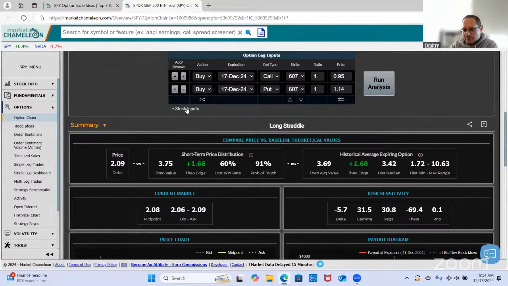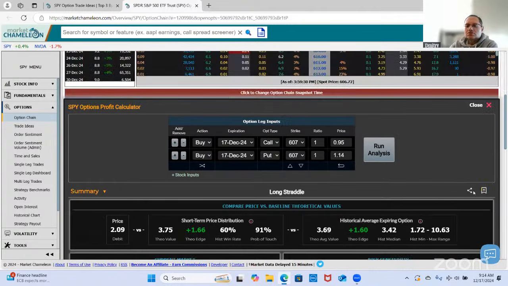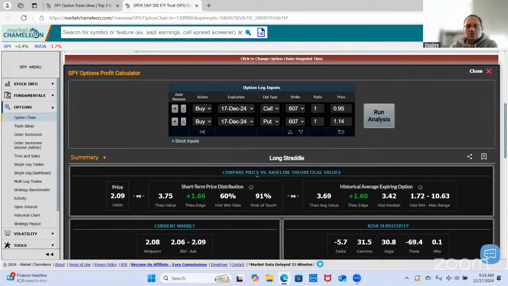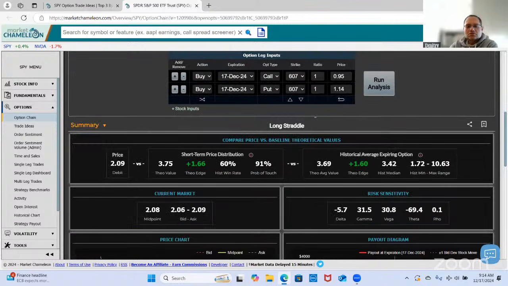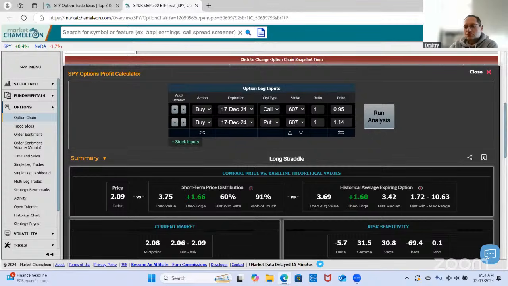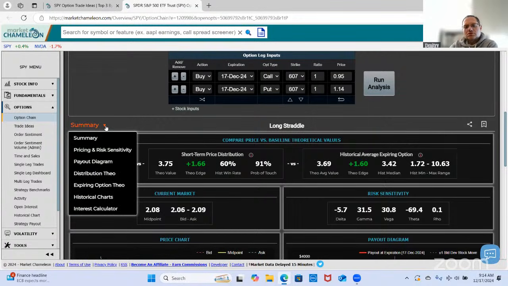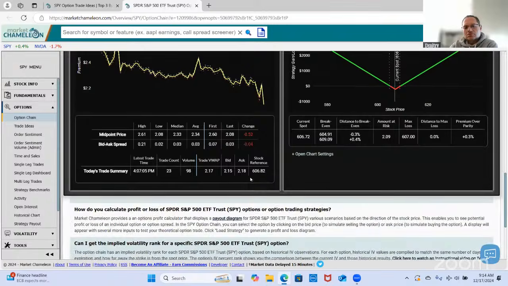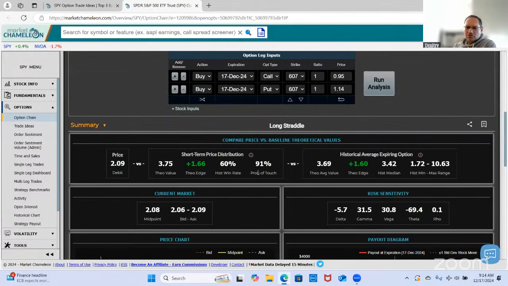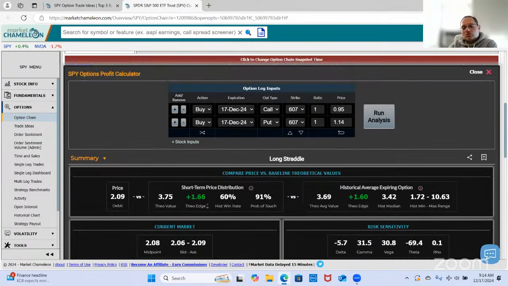60%. Actually, you know what? The inputs, let me see here. Sorry, I was looking for something I thought was in there. No worries. So with this, we see a 60% win rate and a probability of touch of 91%.